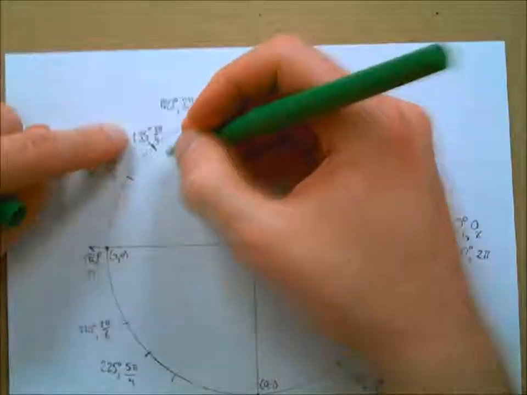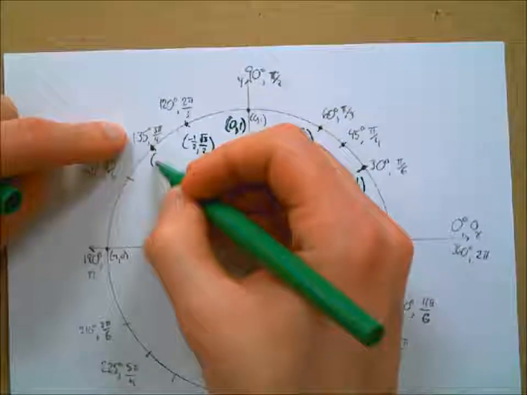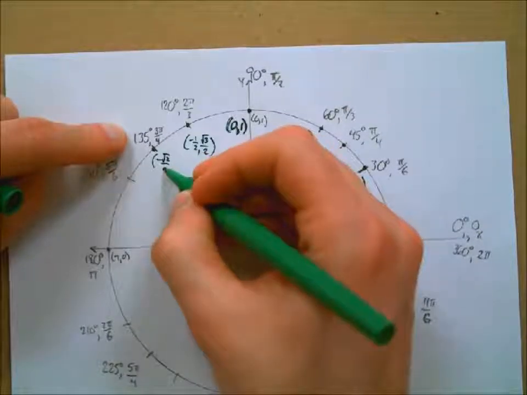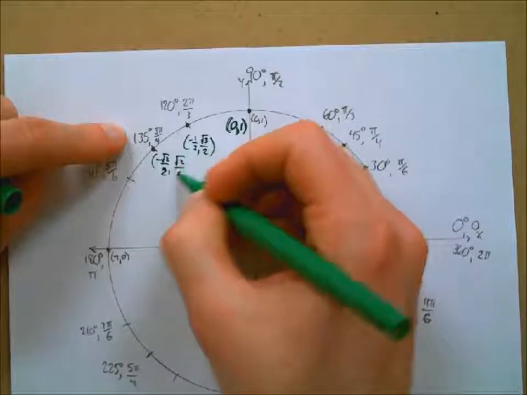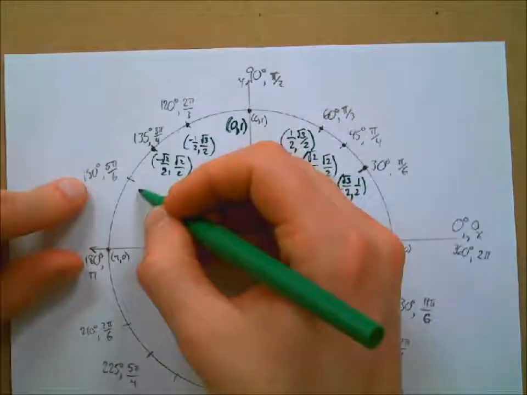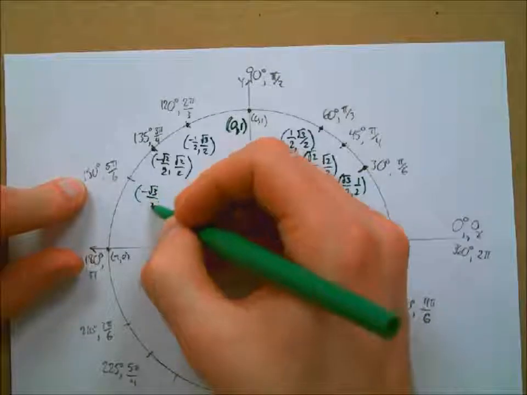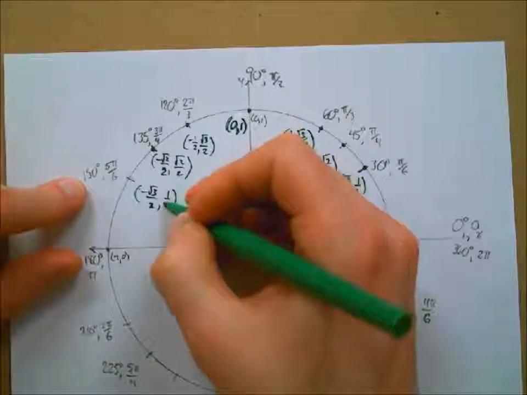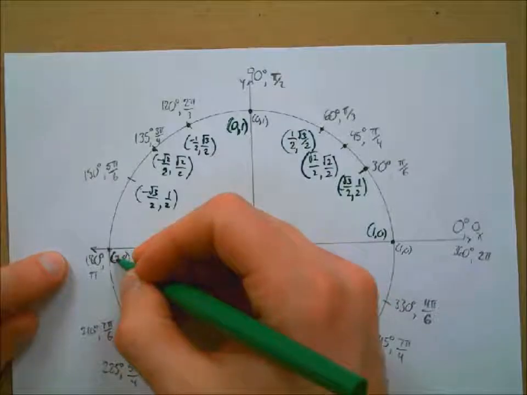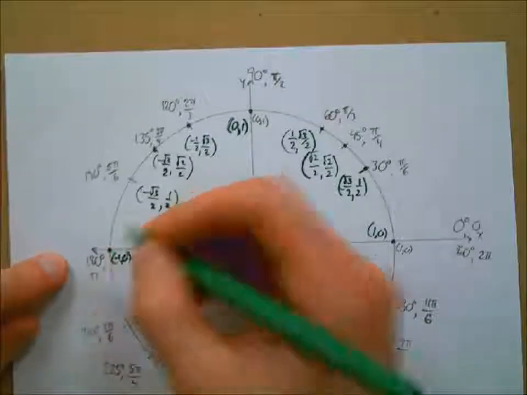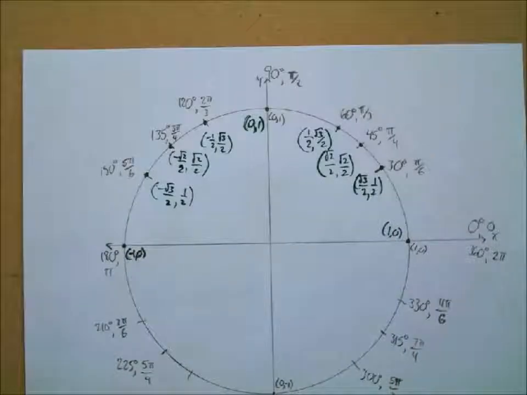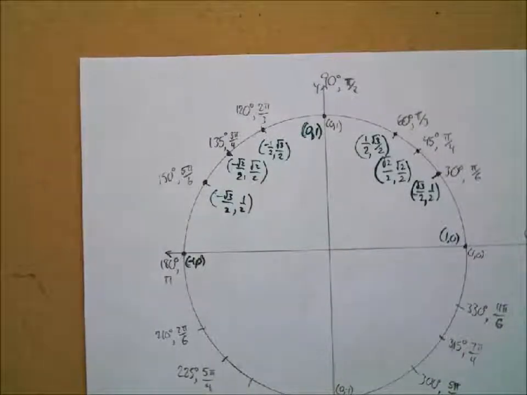For 135, negative root 2 over 2, comma, root 2 over 2. And then for 150, negative square root of 3 over 2, comma, positive 1/2. And then here at 180, it's the negative 1, 0. But now that we have quadrants 1 and 2, what can we do with those quadrants to then get quadrants 3 and 4? Reflect or flip over the x-axis.